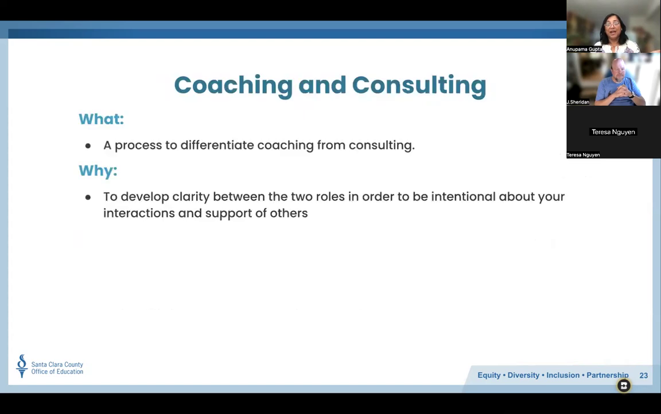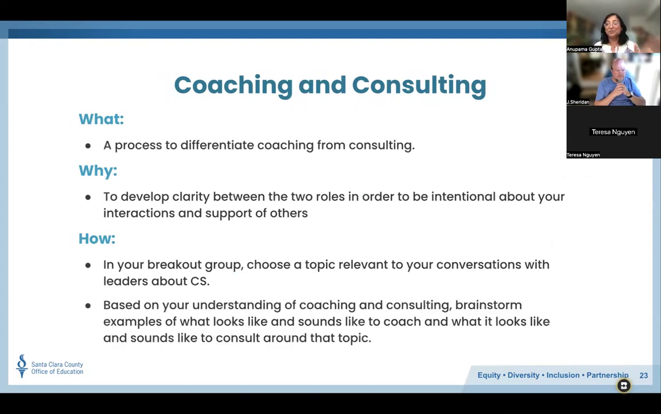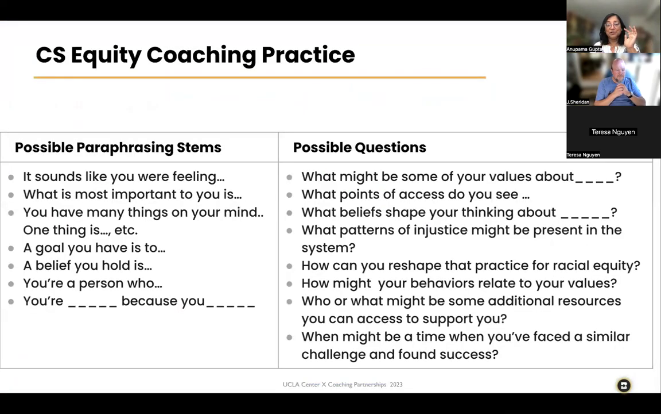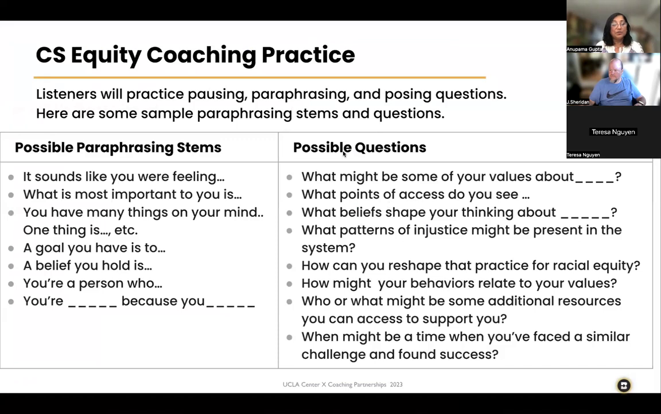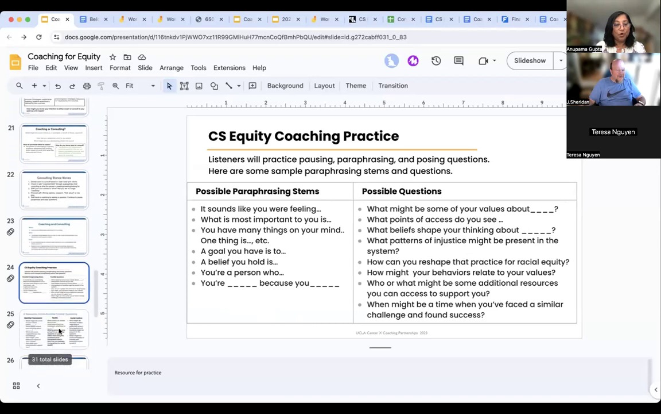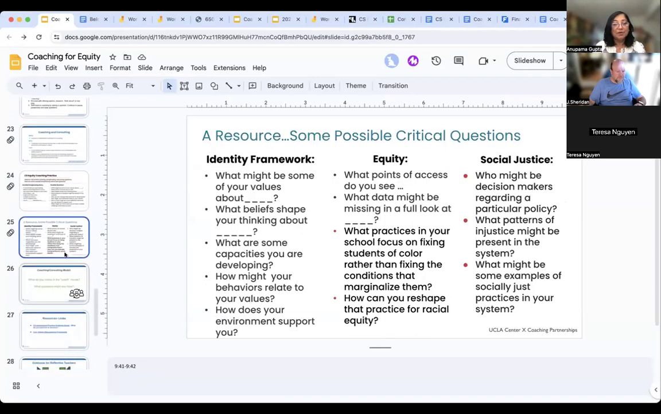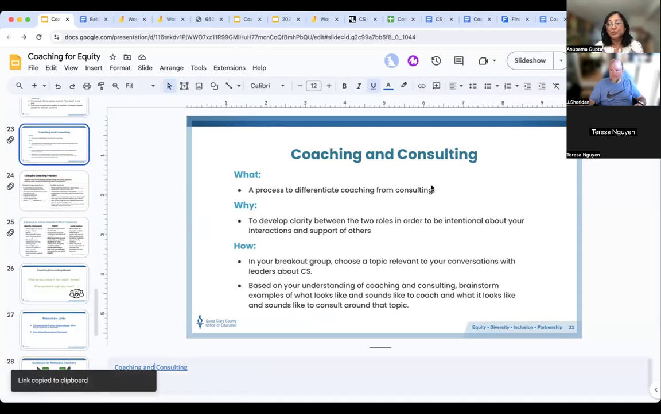And I have here again a breakout room activity, but since we are here, I have some sentence stems for paraphrasing. I have a link which I will share with you, which I thought was a great one for practicing coaching and consulting. So let me put that link in the chat for you so you get to see what it is.